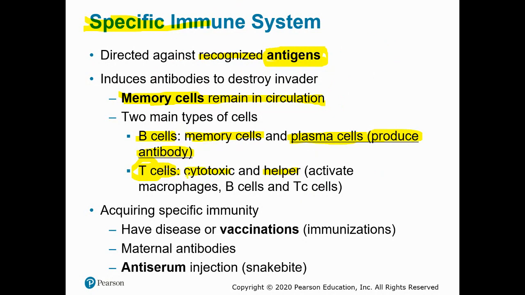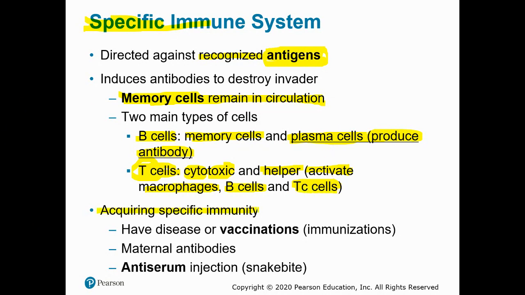So cytotoxic, again, cyto meaning cell, toxic meaning toxic. So toxic to the cell. So cytotoxic T cells will destroy foreign particles. Helper T cells actually help to activate other macrophages from our innate immune system. Helper T cells also activate the B cells to form memory cells and more plasma cells, more antibodies. And then helper cells can also activate more cytotoxic T cells.